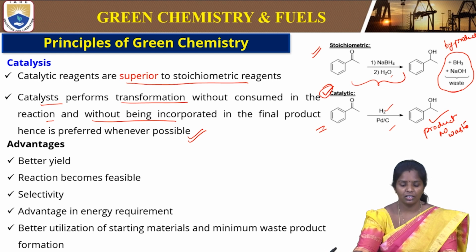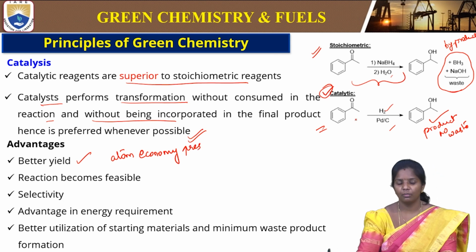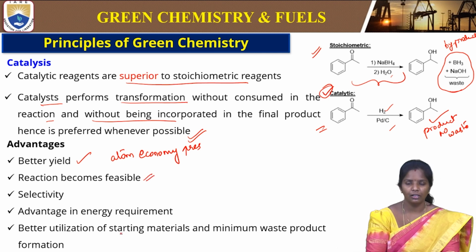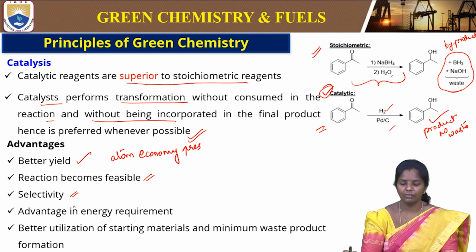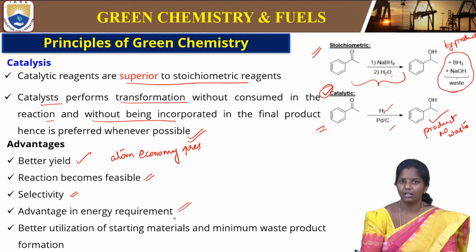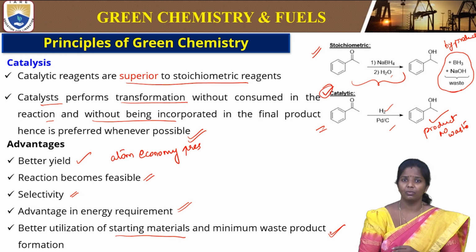So what are the advantages? Better yield, so atom economy will increase because we are using all the atoms in the molecule in the production of that particular product. Then the reaction becomes feasible, with selectivity: the reaction goes on selectively and we get the product easily. There is also an advantage in energy requirement, as it reduces the energy requirement, along with better utilization of starting materials and minimum waste production. These are the very good advantages that we get out of catalysis processes.